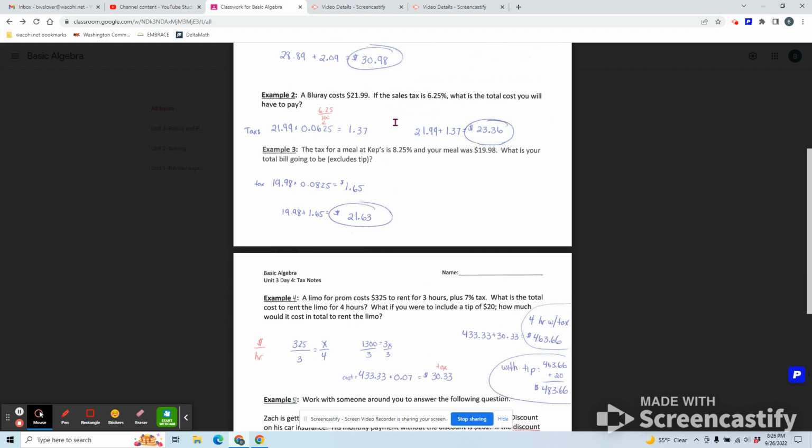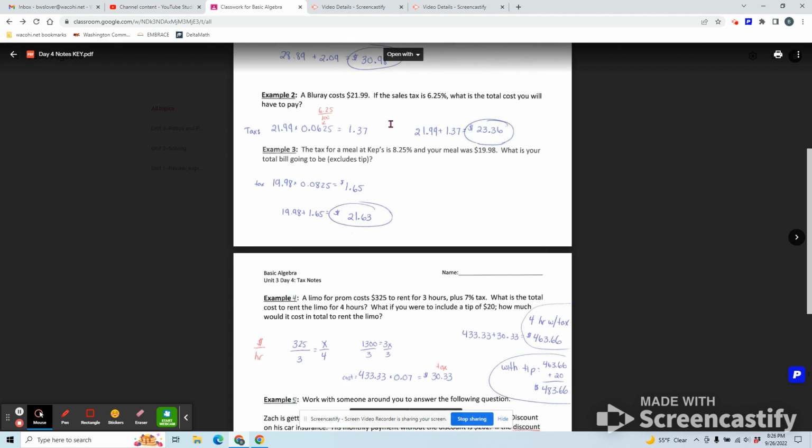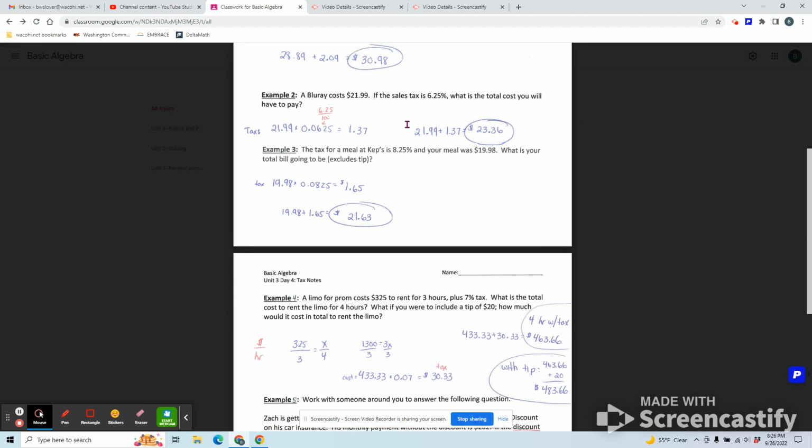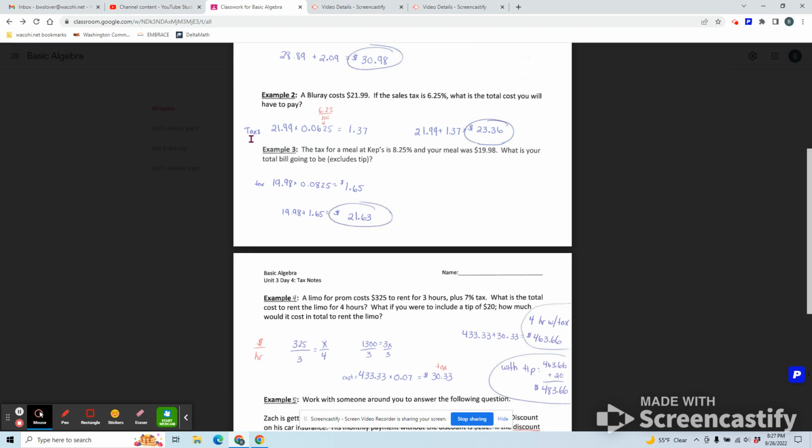Here's another example, but now instead of telling you to find the tax and find the cost with tax, I'm just saying, what is your total cost that you're going to have to pay? If you buy this Blu-ray, that's $21.99, and the sales tax is 6.25. So I'm turning my percent into a decimal. I'm identifying my tax was $1.37, so I'm adding $1.37 to the price of the Blu-ray, which was $21.99. Here is one for eating food at Kep's.